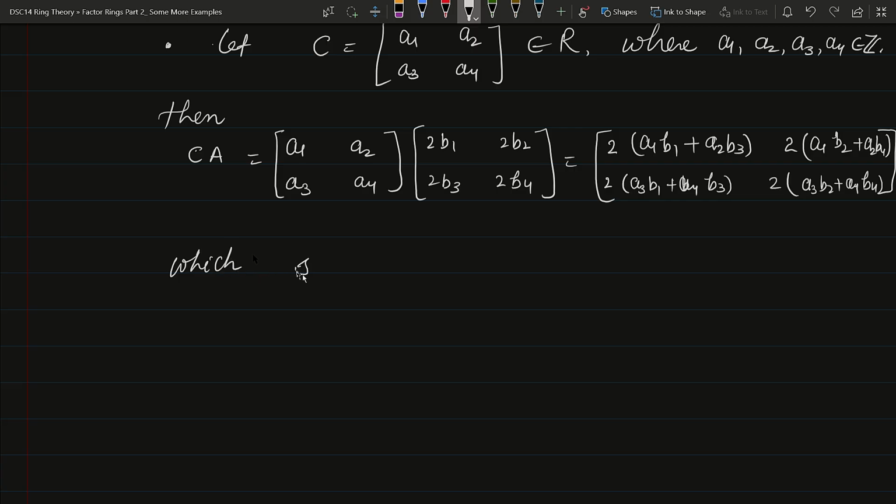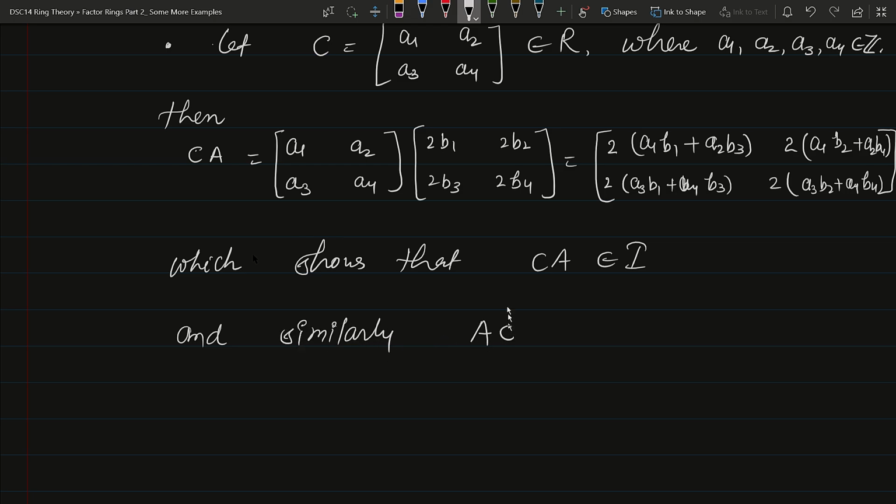which shows that CA is an element of I, and similarly, AC, if you multiply in the reverse order, then again we will have 2 times something in each entry. Again AC is an element of I.